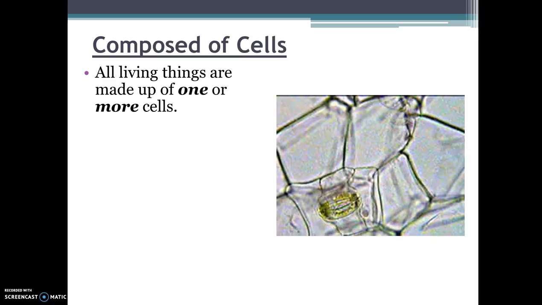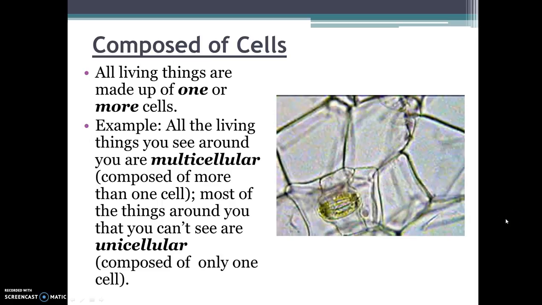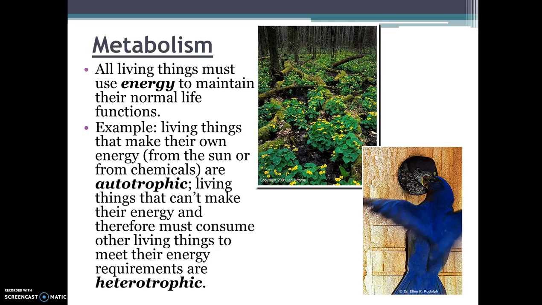All living things are made up of 1 or more cells. You can see in this photograph here, it's actually a photograph of some plant cells, and everything that we see around us is multicellular organisms composed of more than 1 cell. And a lot of things, in fact most of the living things around us, we actually can't see, and those are unicellular. And most of those, of course, are bacteria.